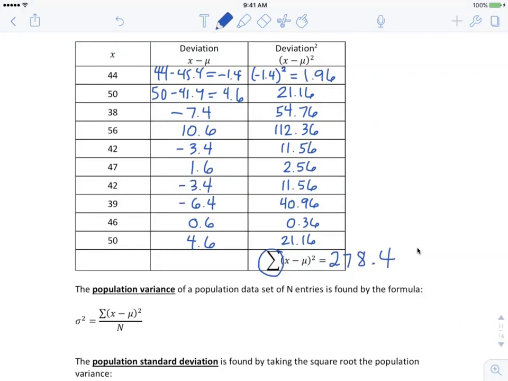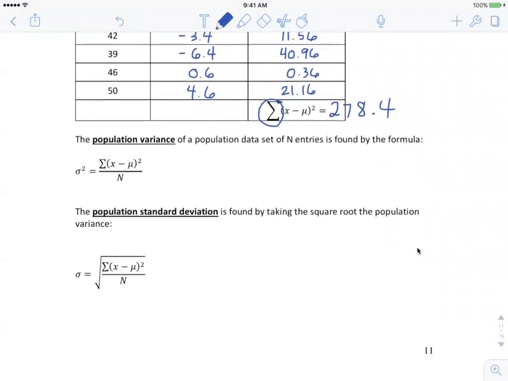And now we get into the notations, the formulas, and the conclusion of this. So there's two things here: variance and standard deviation. So the population variance, this is the symbol for it. Anytime you see that, that's called sigma, it's lowercase sigma. Sigma squared is the symbol for population variance. And what it says to do is on the top, notice the top is what we just did, right? So that's the 278.4.